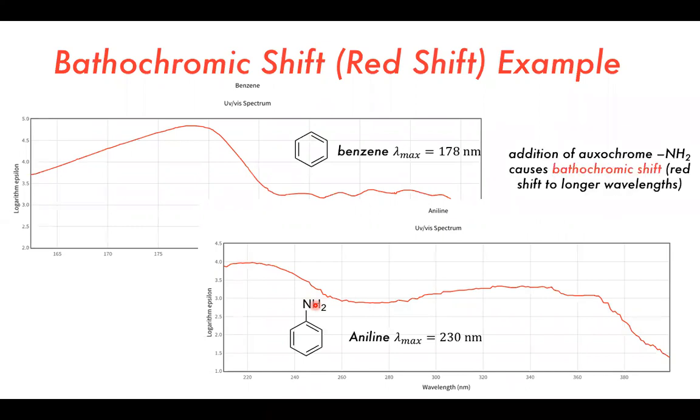So the addition of the auxochrome, the amine, NH2, causes a bathochromic shift. This is a red shift to longer wavelengths and therefore lower energies.